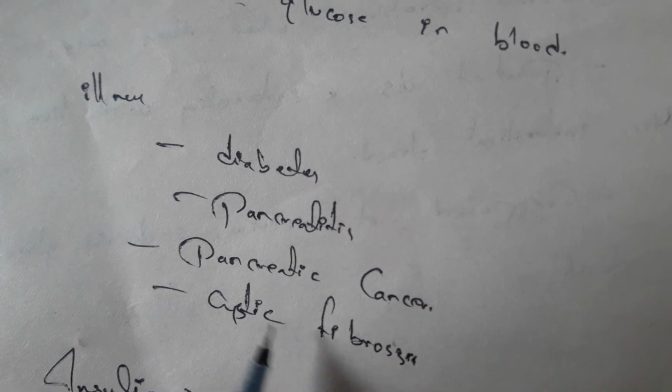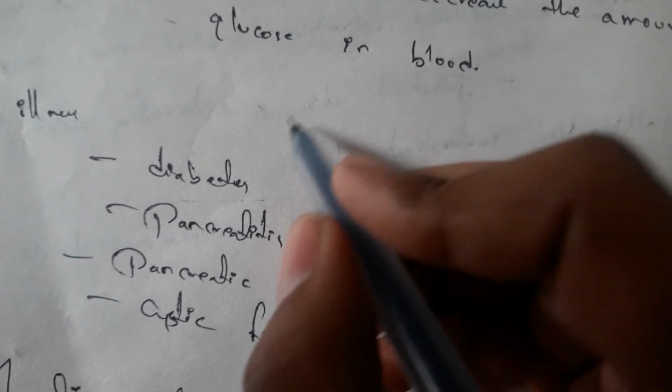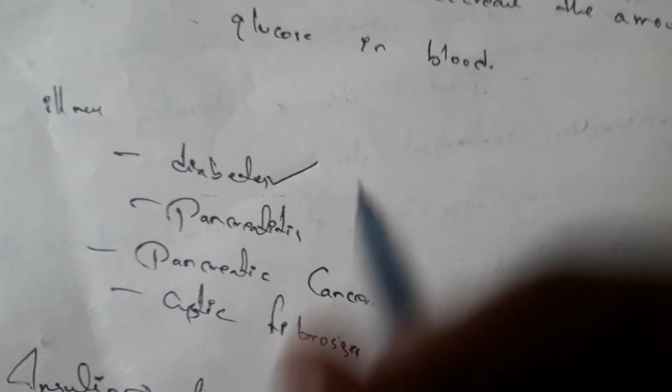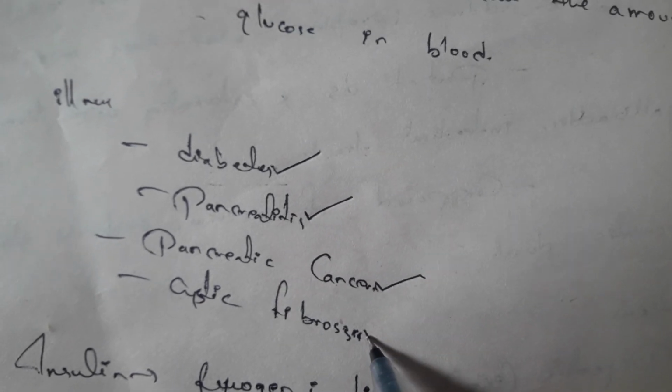Here we can observe some of the illnesses caused by dysfunction of the pancreas. They are diabetes, which is a common thing we are seeing in everyone, pancreatitis, pancreatic cancer, and cystic fibrosis.